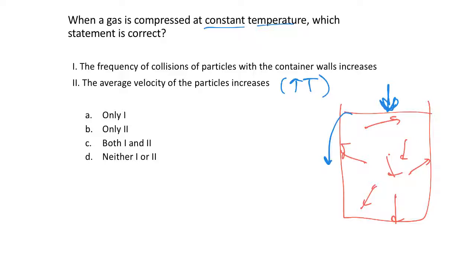More collisions with the walls, higher pressure. Fewer collisions if we expand the volume, lower pressure. So we're just increasing the number of collisions with the walls of the container. We can't increase the average velocity of the particles, though, just by compressing the gas at constant temperature. So only statement one is correct on this particular problem.